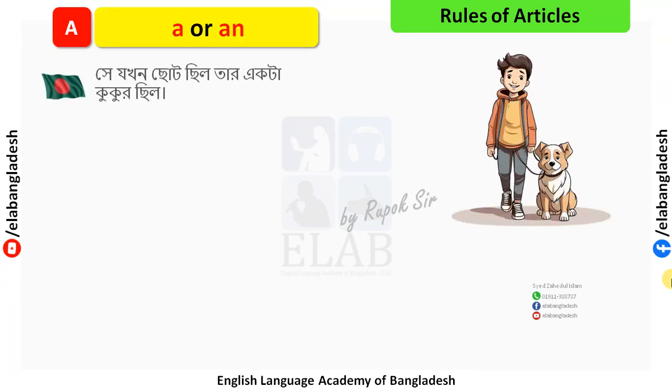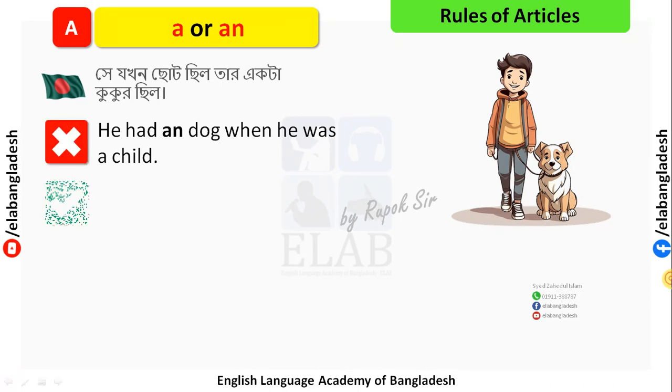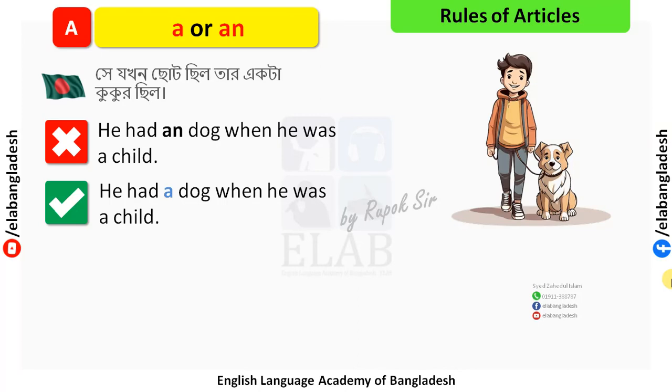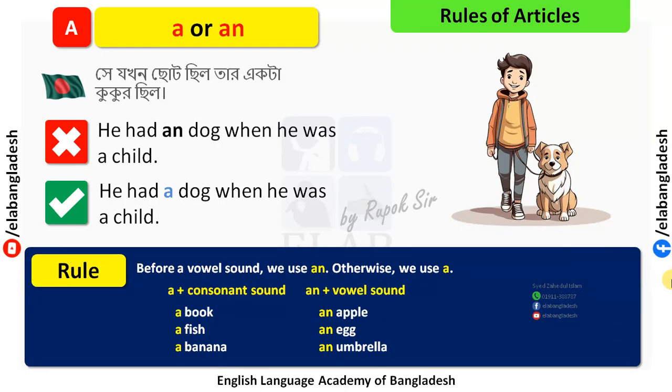He had an dog when he was a child. He had a dog when he was a child. Before a vowel sound we use an, otherwise we use a. A plus consonant sound: a book, a fish, a banana. An plus vowel sound: an apple, an egg, an umbrella.